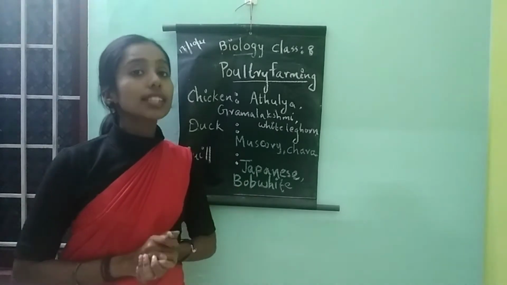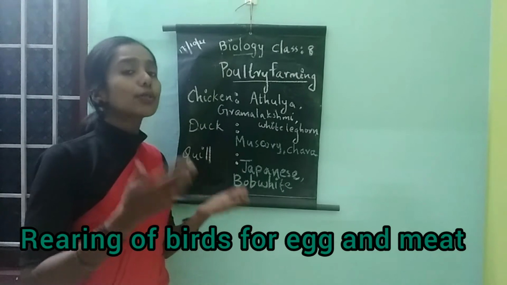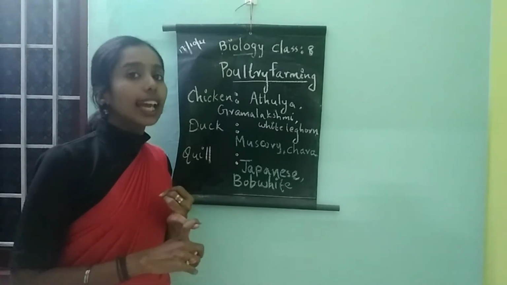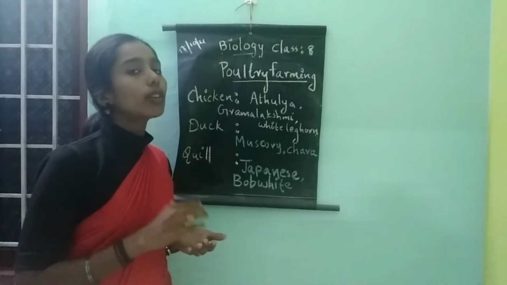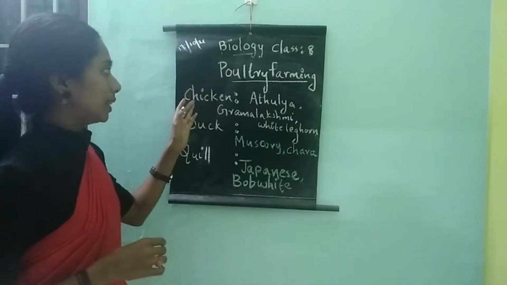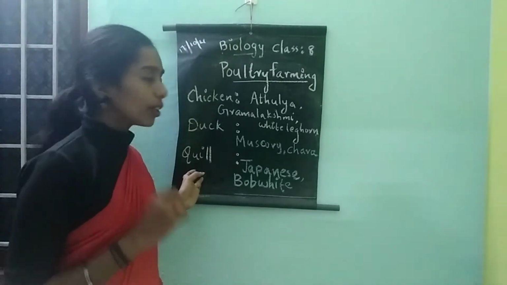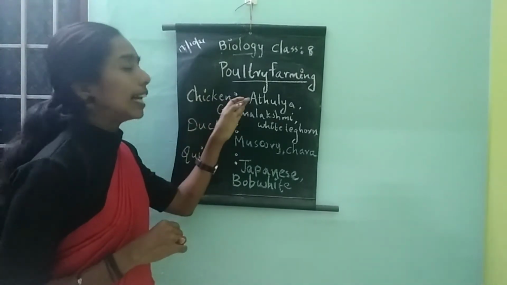Children, the next type is poultry farming. In poultry farming you are rearing birds for egg and meat. Especially three types of birds: chicken, that is hen, duck and quail.